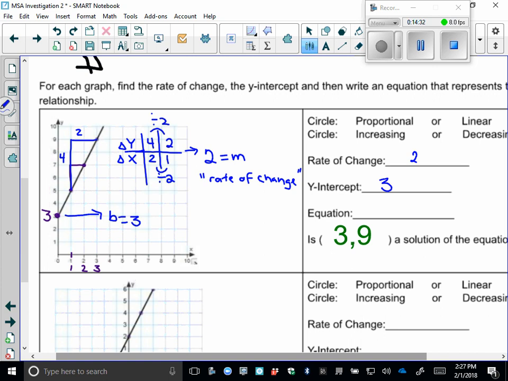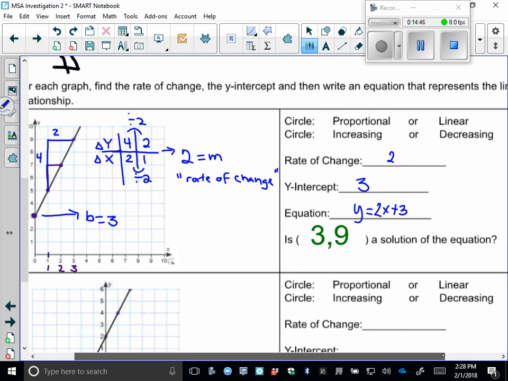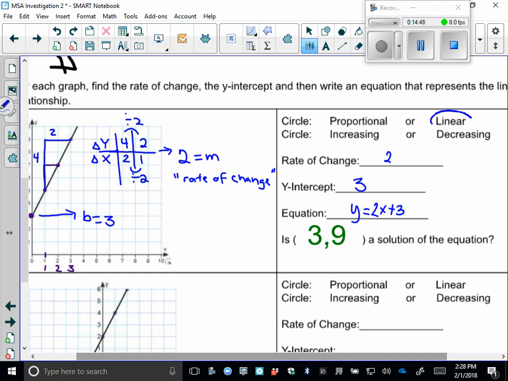so we just write it as 2. So my equation is just going to be y equals, so what do I have, Derek? 2x plus 3. And is it linear? Is it a line? Yep. Is it decreasing? No. Is it proportional? No. Because it doesn't hit the y-axis. Okay?